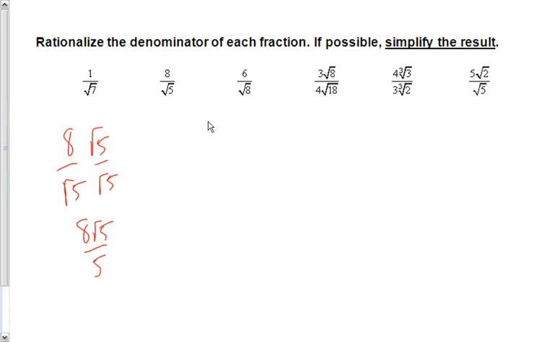Let's take a look at 6 over radical 8. Well, I'm going to reduce radical 8 to 4 times 2, which is 2 radical 2. Now, all I got to do is multiply by the square root of 2 instead of the square root of 8. The top becomes 6 times the square root of 2, all over 2 times 2, which is 4. So 6 radical 2 over 4, and that reduces, so those are coefficients, 3 radical 2 over 2.